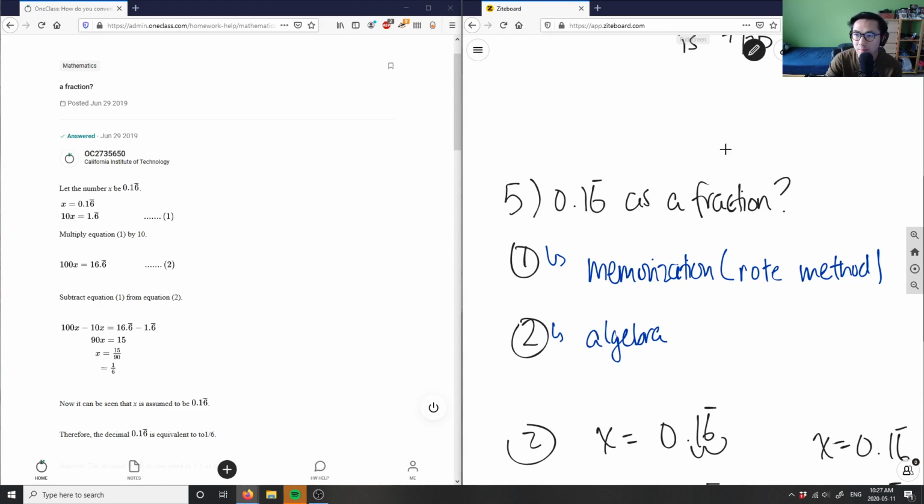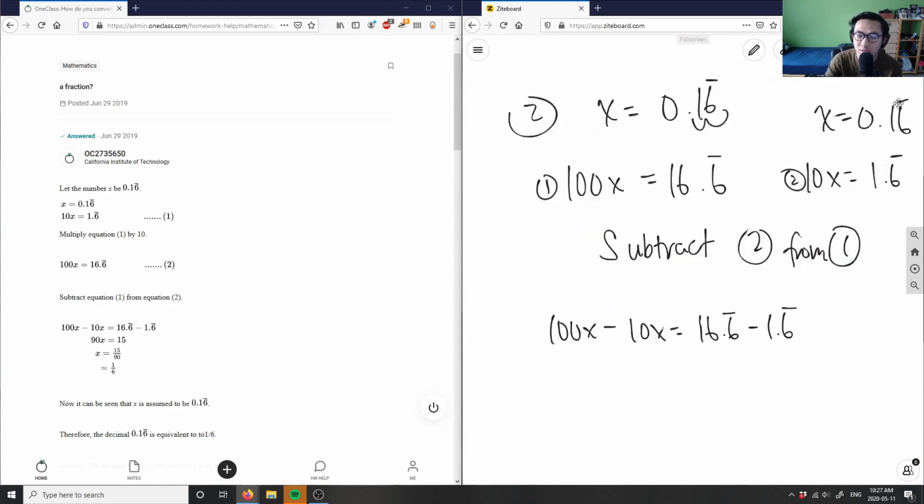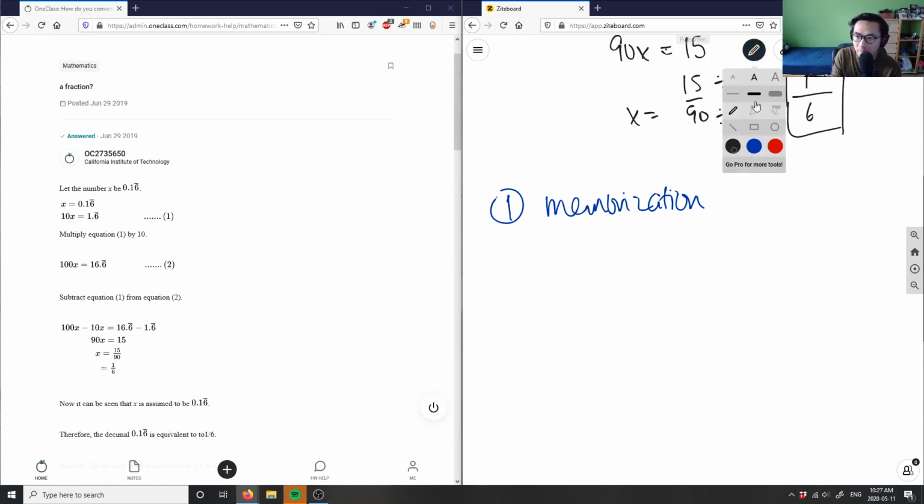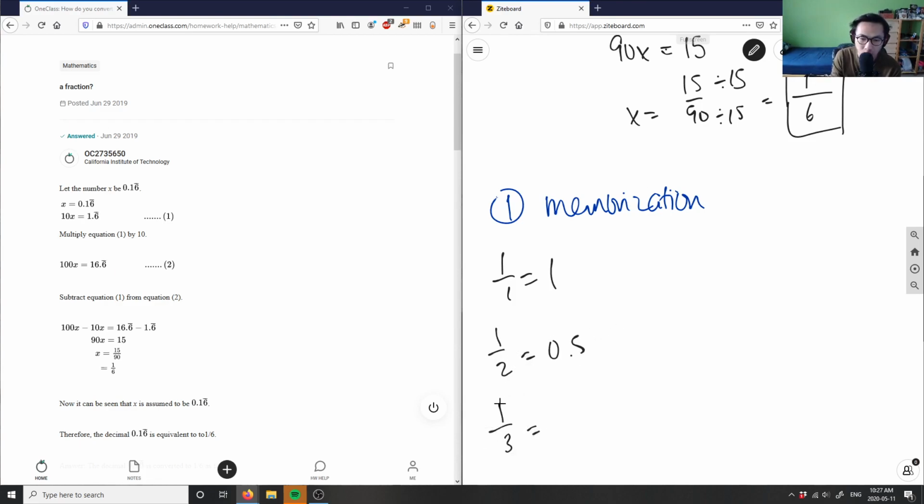My first method is the memorization method. I encourage this method, especially in the younger grades, just because these fractions and decimals are very, very common. So for the memorization method, I'm writing down lists of fractions that you probably need to know. 1 over 1 is 1. 1 over 2 is 0.5. Another common fraction is 1 over 3, which is 0.3 bar. Remember, 0.3 bar just means it's repeating: 0.33333 and it continues on to infinity.